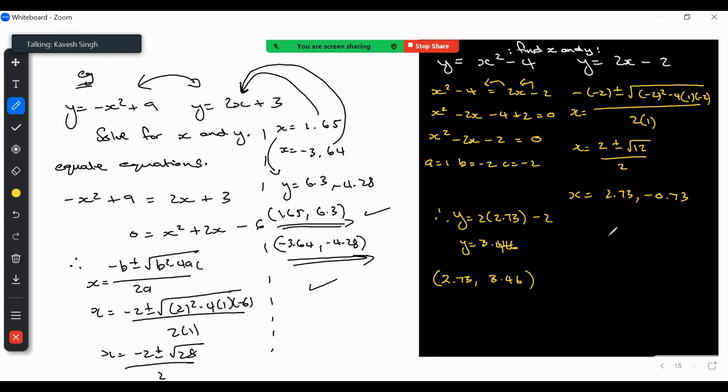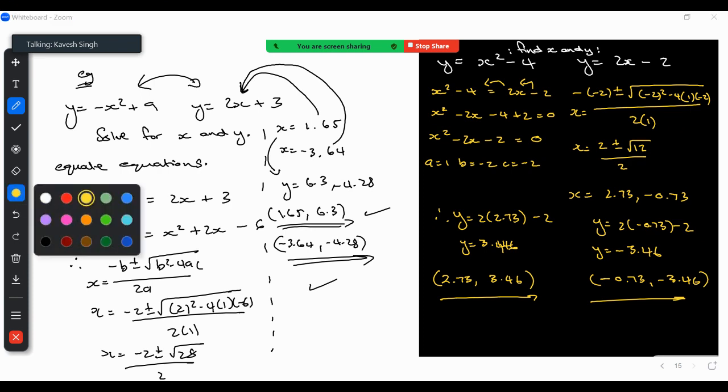All right, and then on this side here, I go y equals 2 times negative 0.73 minus 2. So 2 times negative 0.73 minus 2 comes to negative 3.46. So negative 0.73 and negative 3.46. And those two would be my 2 points of intersection for that one.